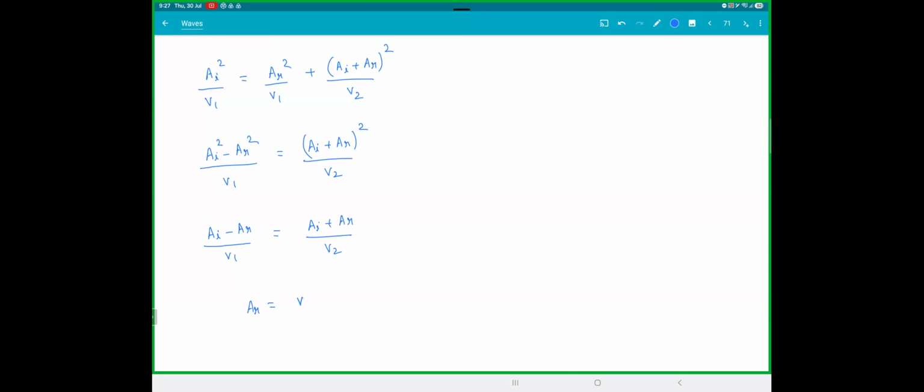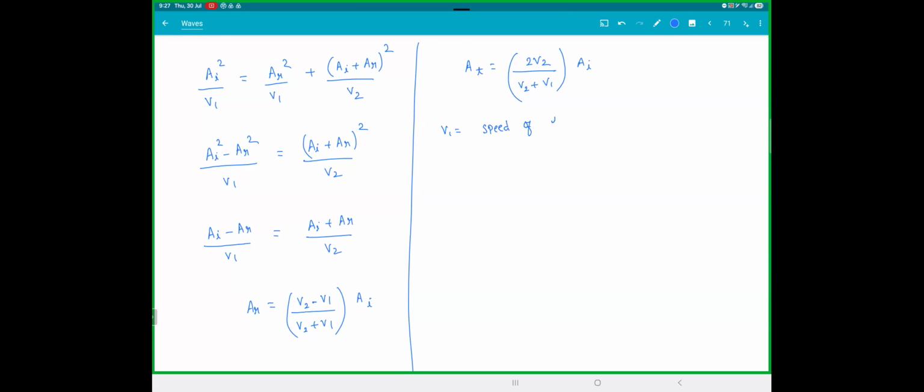So you'll get A reflected will be V2 minus V1 by V2 plus V1 into A incident. And similarly, when you solve this, we get A transmitted will be 2 times V2 by V1 plus V2 into A incident. You should remember this. If you can derive it, fine, but this itself will be a whole advanced paragraph question. V1 is the speed of the incident wave. So that's how you can remember this. V2 is the speed of the transmitted wave.